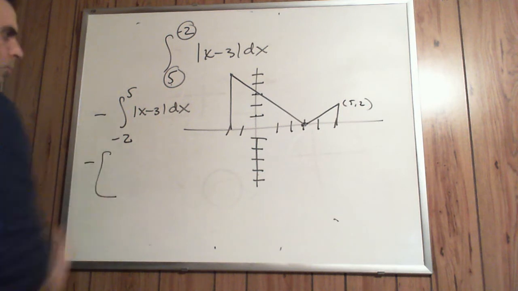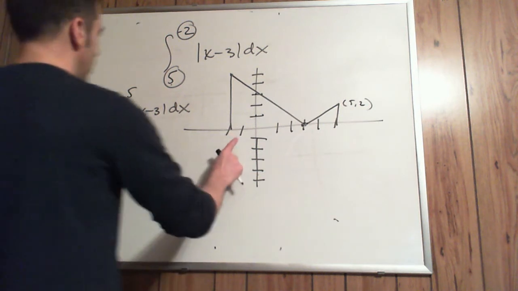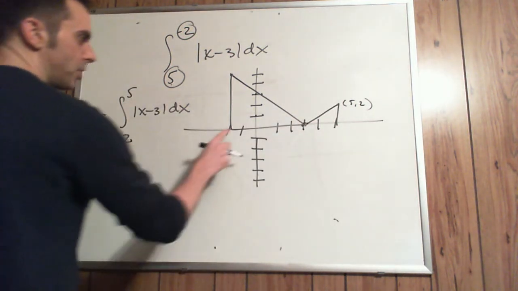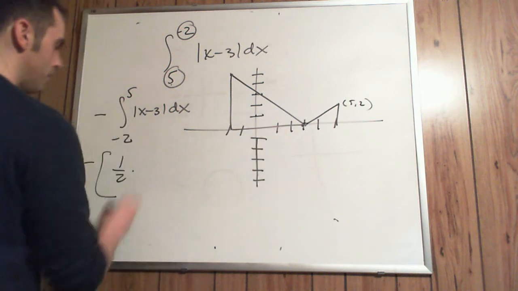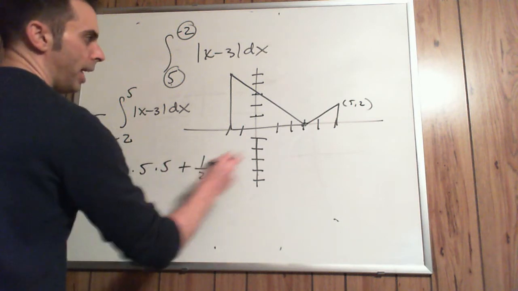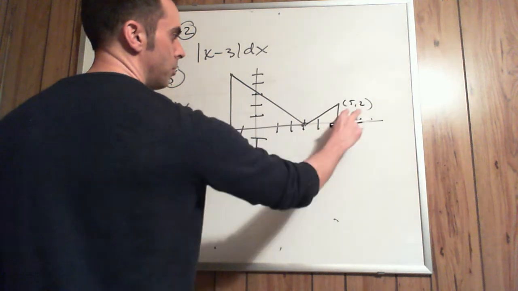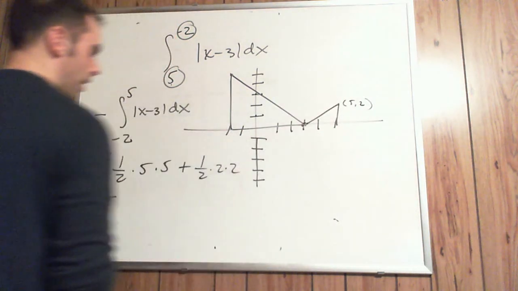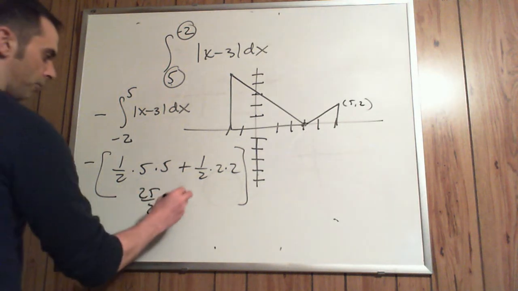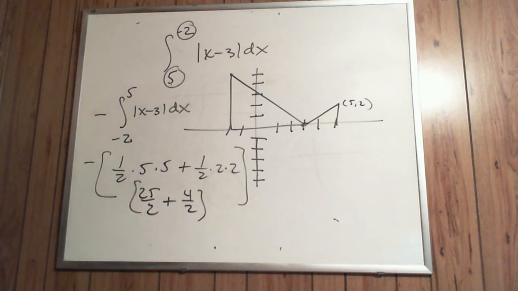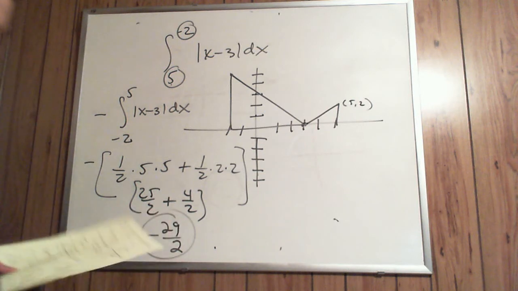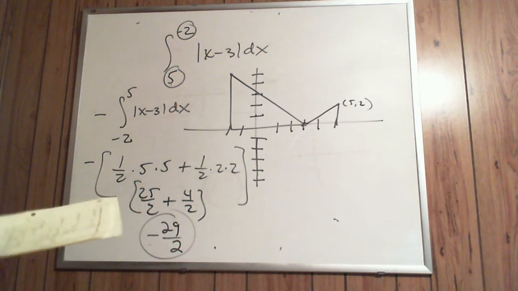So it's going to be negative times what? Alright, so negative 2 to 5. I'll do this right here. So that would then be 1/2 times 2 and 3 makes 5. And then that height is 5 plus 1/2, 2 units long, times 2 units long, height is 2. So then this would be 25 halves plus 4 halves, just might as well keep it like that. So to add these, you would get 29 halves, but with the negative in front. So it'd be negative 29 halves would be that area then. Okay?